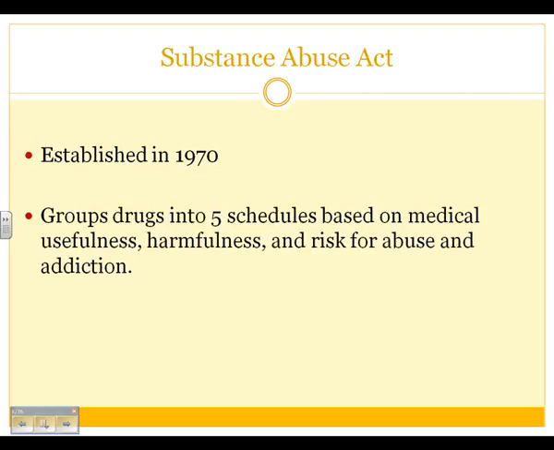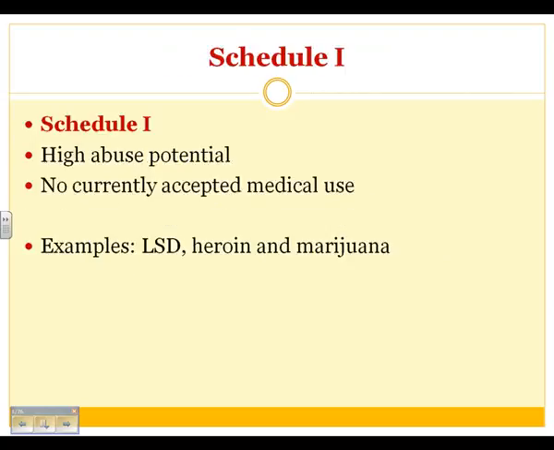Okay. Alright. There's 5 schedules of these drugs. It starts with Schedule 1 and goes through Schedule 5. Schedule 1 has a very high abuse potential, and there's no currently accepted medical use, such as LSD, heroin. Marijuana I left up here. I know that we do have some states that are allowing medicinal use of marijuana, but for the most part, it's across the board, it's still considered a street drug.